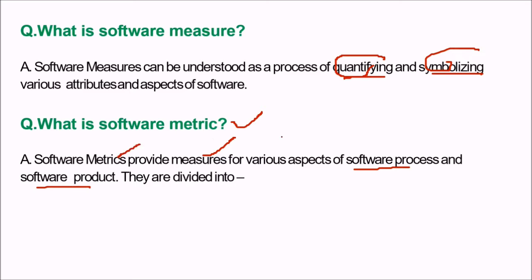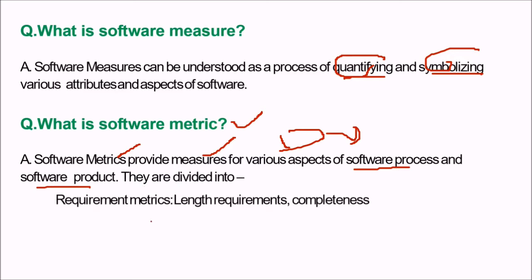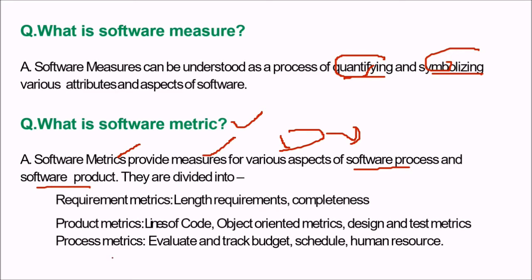Or you can also say the degree of the attribute which is present in the process or software is the software metric. So they are divided into requirement metrics, product metrics, and process metrics. In requirement metrics, it can be length of requirements, completeness. In product metrics, it can be lines of code, object-oriented metrics, design and test metrics. While process metrics can be used to evaluate and track the budget, the schedule, and the human resources.